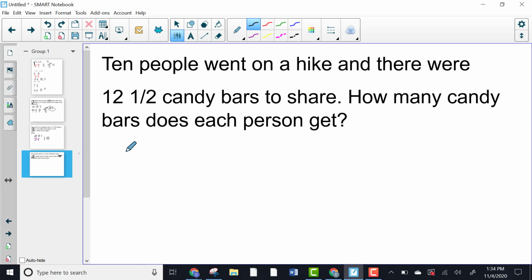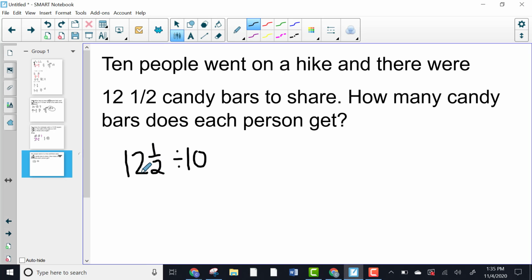So we're going to take 12.5, and whatever's being divided has to be your dividend. You cannot just switch those numbers like we would in multiplication and get the same answer. You have to put these numbers in order. 12.5 divided by 10. Why? We have 12.5 candy bars, and we're dividing them amongst 10 people. So we're going to take this 12.5 and make it into a mixed number.